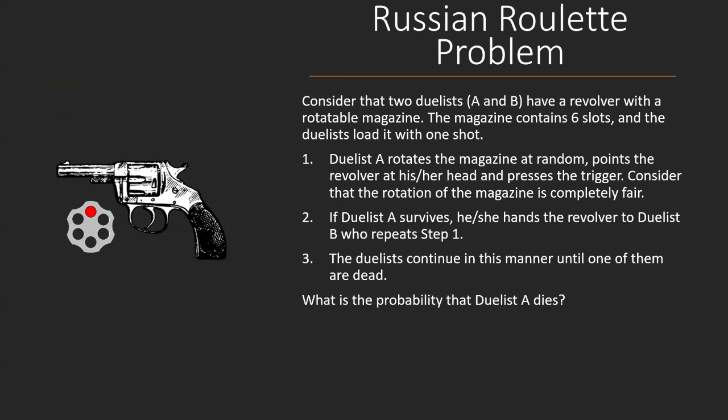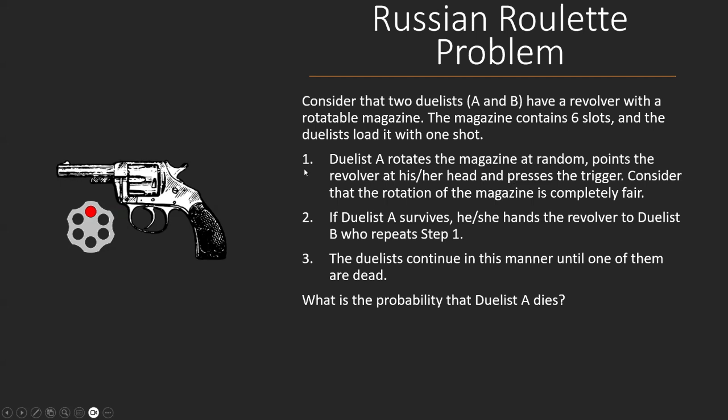Consider that two duelists, duelist A and duelist B, have a revolver with a rotatable magazine. The magazine contains 6 slots, and the duelists load it with 1 shot, as illustrated in the figure on the left here. After this setup, the duelists start taking turns, as described next.